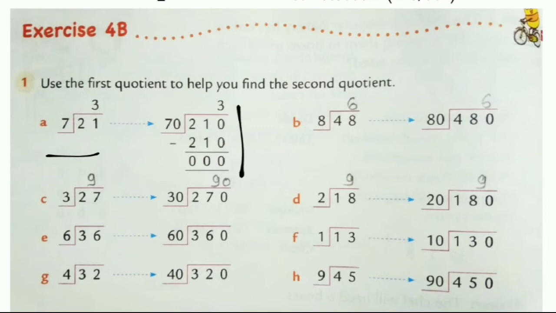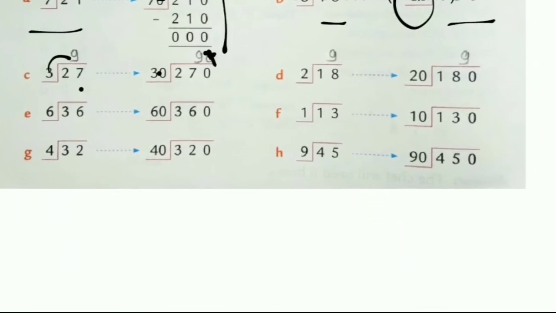In this one, see the second one. 8, we know that in the 8 table, 48 comes 6 times. So now this is 80 and this is 480. So 80 into 6 is 480. One more question. 3, we know the 3 table. So 3 nines are 27. 30 into 9 is 270. Same here, 2 nines are 18 and 20 into 9 is 180.